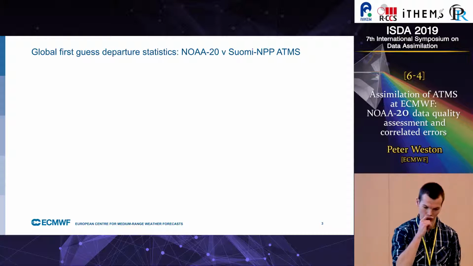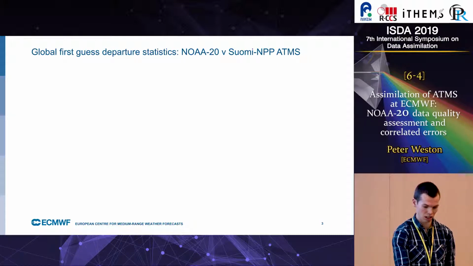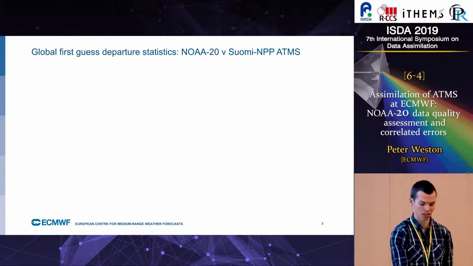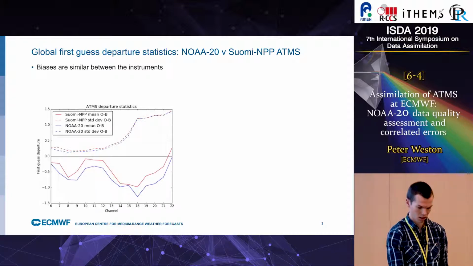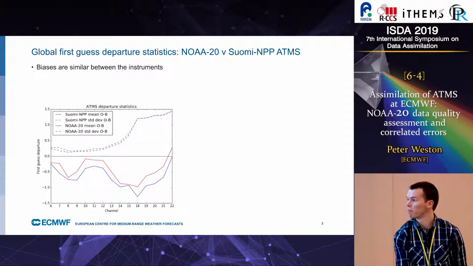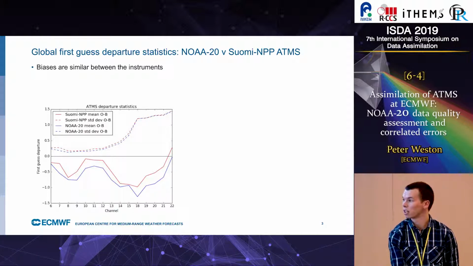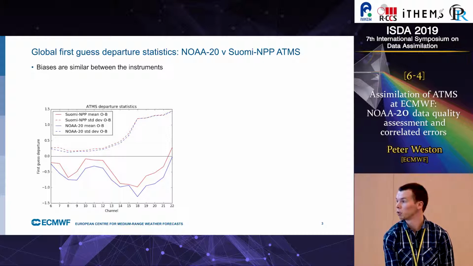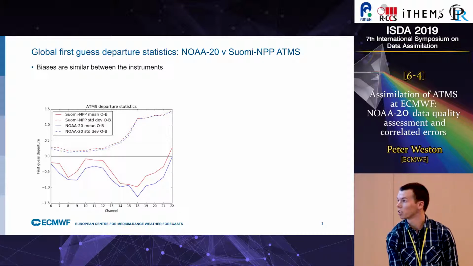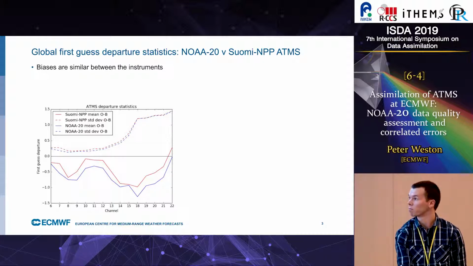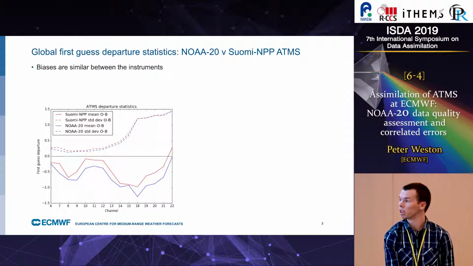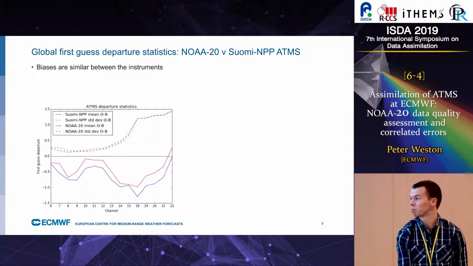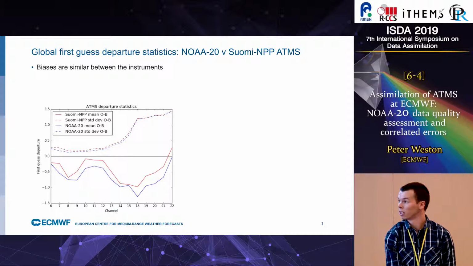So the first thing to do is to compare the global first guess departure statistics for NOAA-20 against the existing Suomi-NPP ATMS. This plot shows in the solid lines the biases, in red Suomi-NPP, in blue NOAA-20. The first thing to note is that the biases are slightly larger for NOAA-20, as in slightly further away from zero, but they're not too dissimilar, and our bias correction is pretty well able to correct for these.